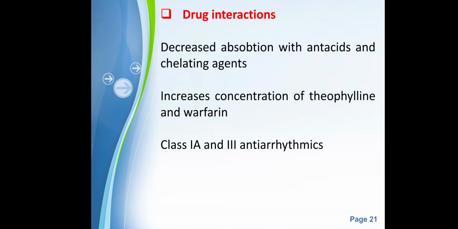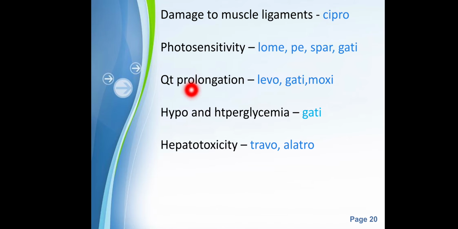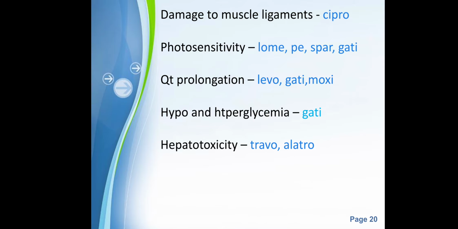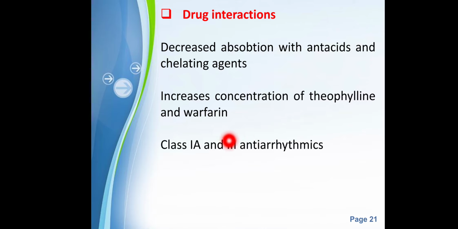Under interactions, important is with antacids. Why important with antacids? Because most of the time it is the usual practice to give antacids with antibiotics. So if an antibiotic is given, an antacid is also given along with it. They decrease the absorption of this group of drugs, and increase the concentration of theophylline and warfarin, that you will learn. And second thing, there is QT prolongation here. So all the antiarrhythmic drugs also have an effect on QT prolongation. So the interaction with antiarrhythmic drugs, that you have to remember.